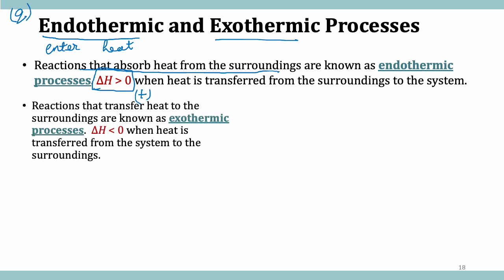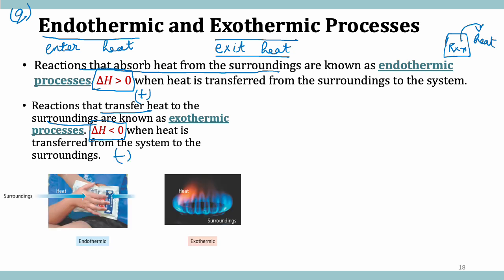Another process is called exothermic. Exo comes from the word exit and thermic comes from the word heat again. When heat exits a reaction, meaning when reactions transfer heat to the surrounding. So if this is my chemical reaction, this is where the reaction is occurring. If heat goes out of this reaction into the surroundings, that is called exothermic. In this case delta H is always going to be negative, it is going to be less than 0.